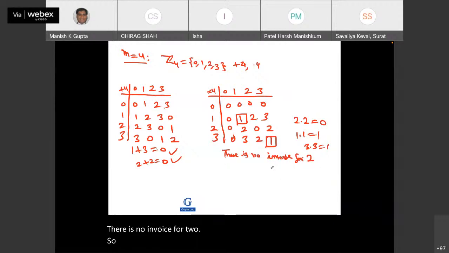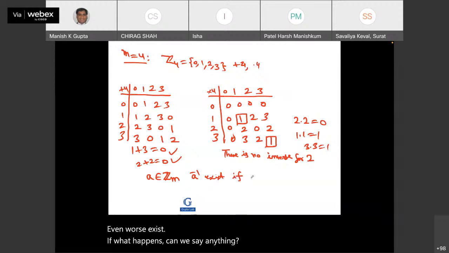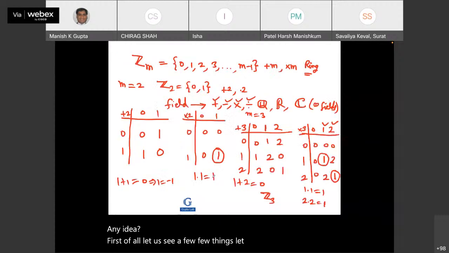So the question is, when do we say that if a is in Zm, integer modulo m, a inverse exists, if what happens? Can we say anything? Any idea? So first of all, let us see a few things. Let us go back here.